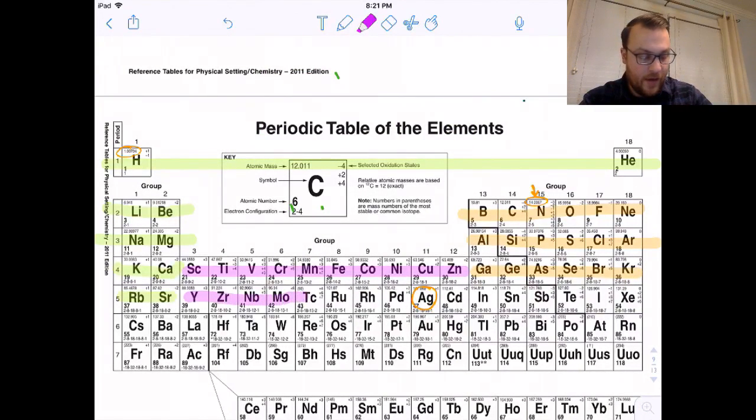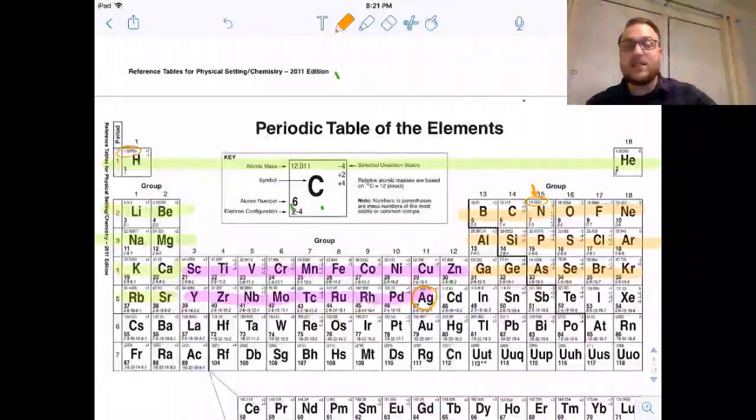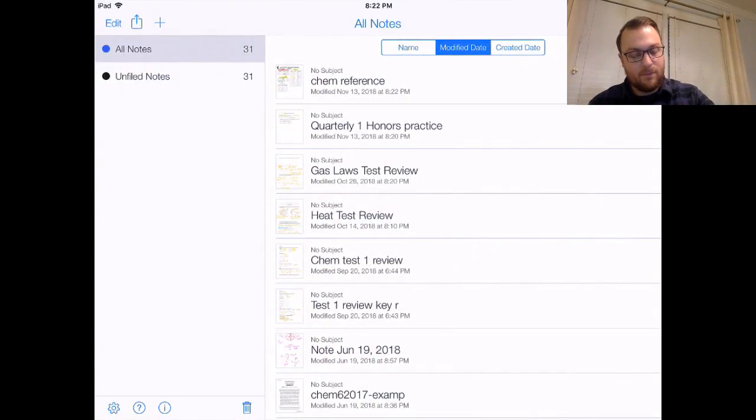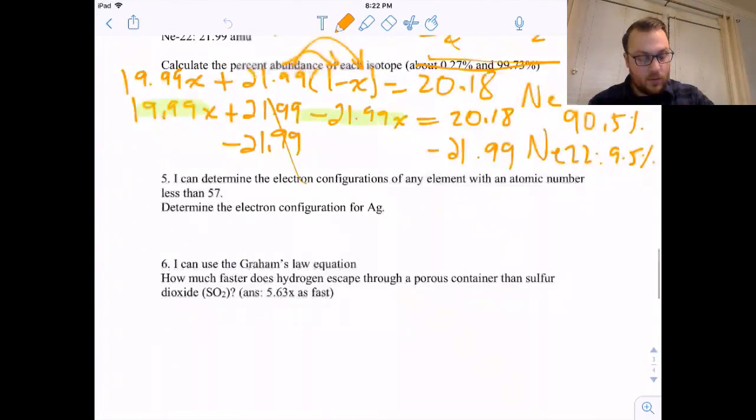So that's the long way. Shortcut way: bracket the noble gas that comes before silver, krypton, and then just count what comes after krypton. So the easy, beautiful final answer is krypton 5s2 4d9.